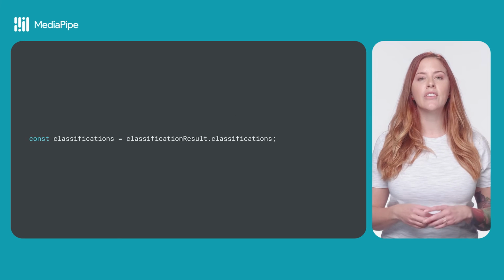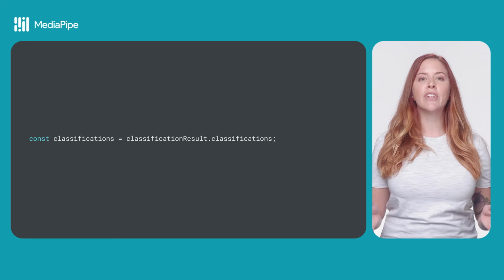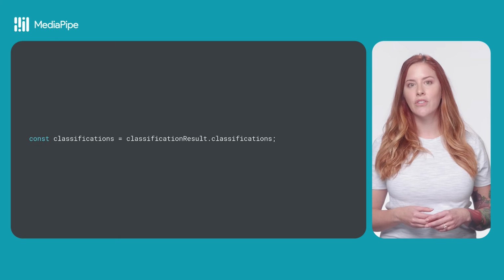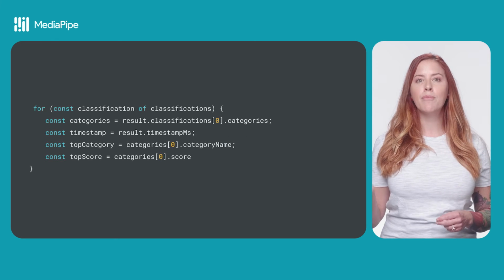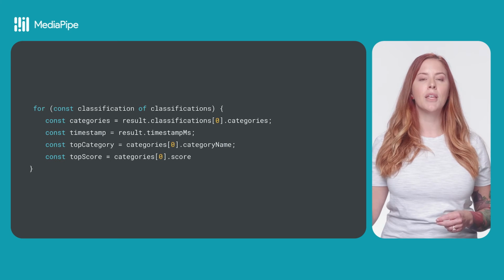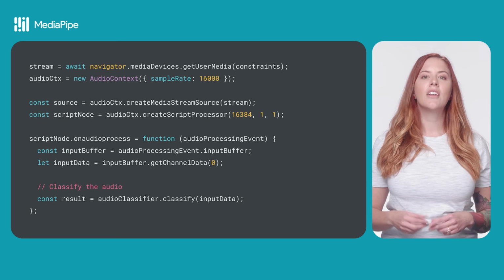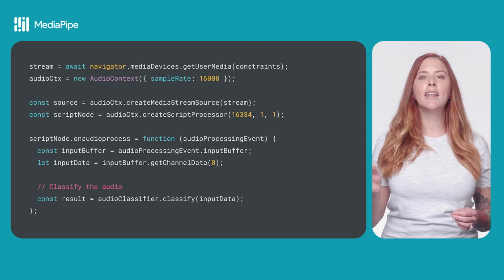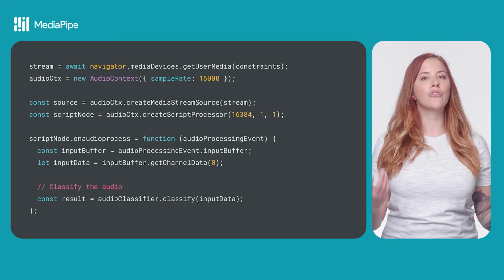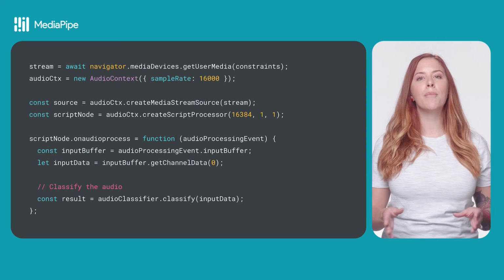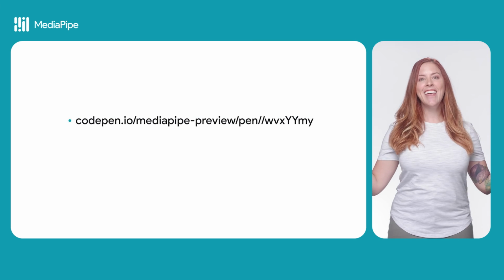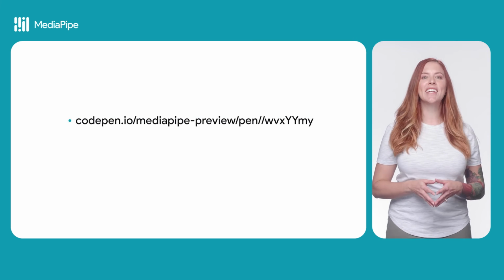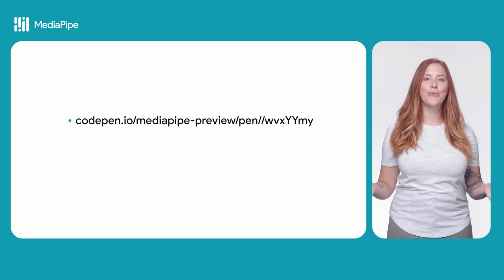You can access these classification results using classificationResult.classifications. Then you can iterate through the results to get the category name, score, and timestamp in milliseconds. To classify streaming audio, create an input buffer, get the channel data, and pass that buffer data to the audio classifier classify method. And that's it.